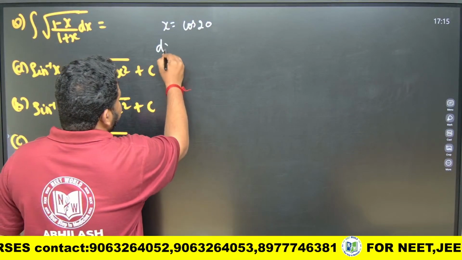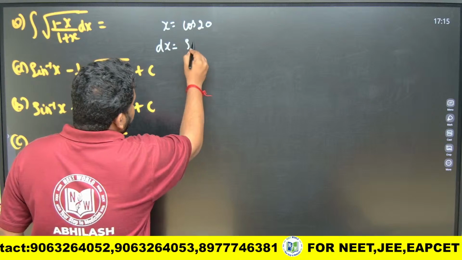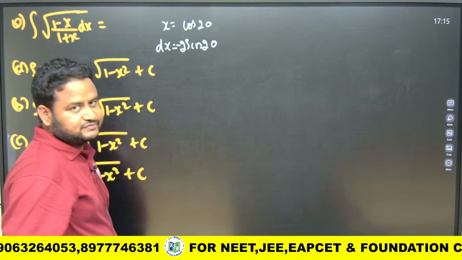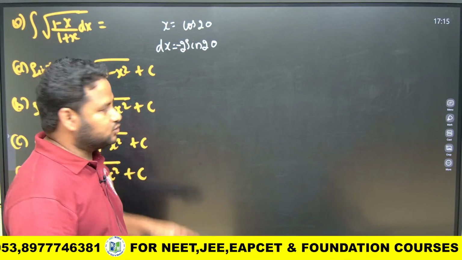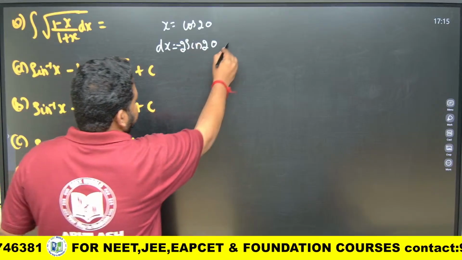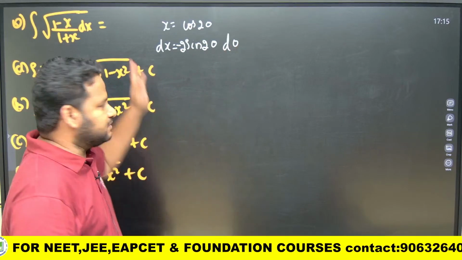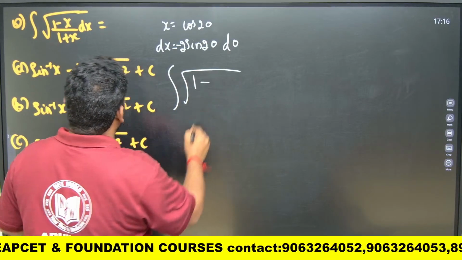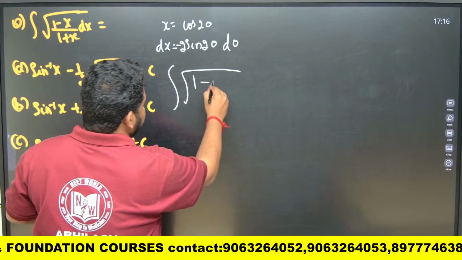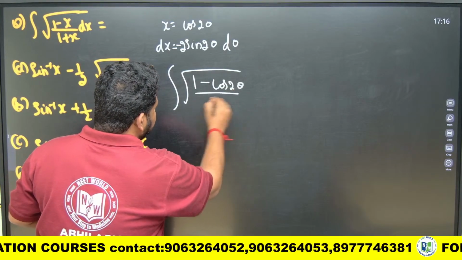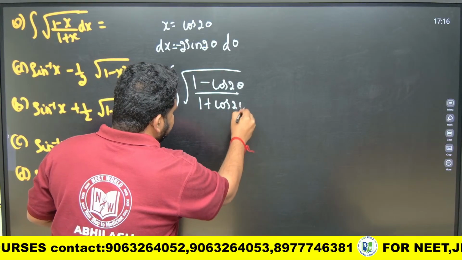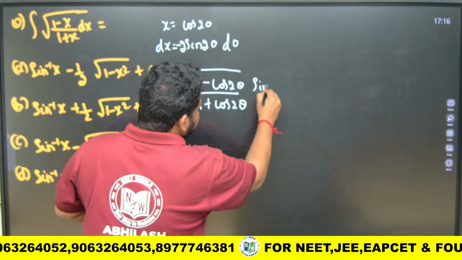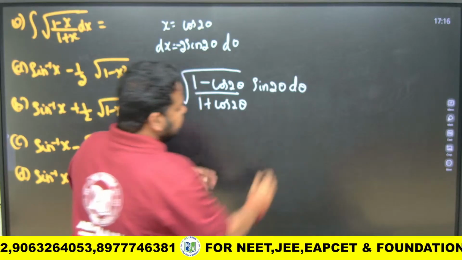Then dx will become minus 2 sin 2 theta d theta, because the derivative of cos is minus sin. This is what we will get. Now, if I substitute it inside, this integral will become square root of 1 minus cos 2 theta by 1 plus cos 2 theta, and outside we will have minus 2 sin 2 theta d theta.